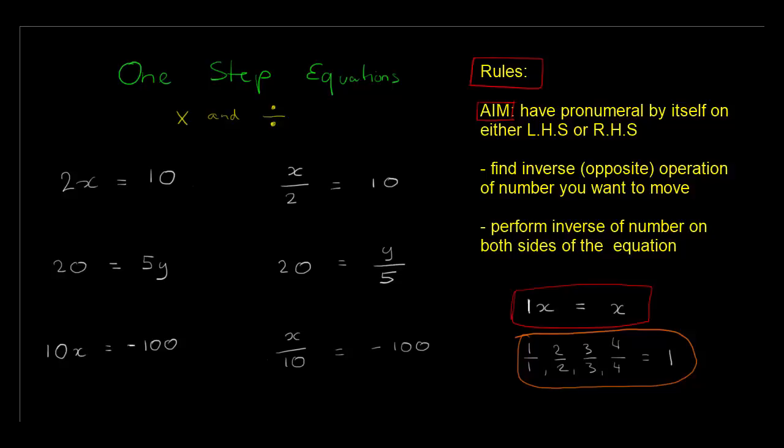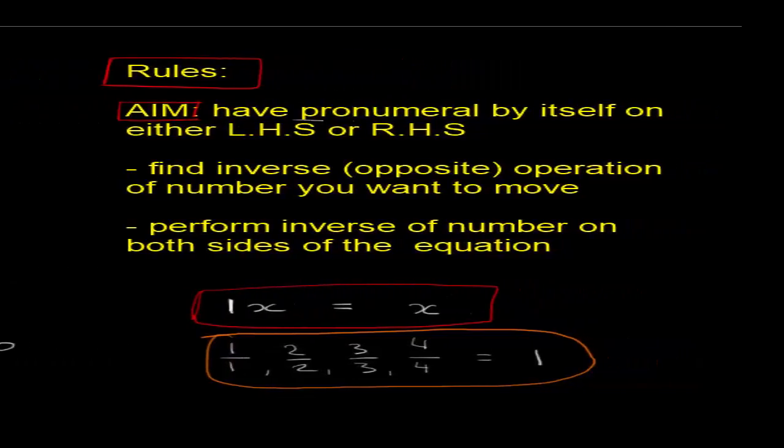Now in this video I'll show you how to solve one-step equations, but not plus and minus, but in this case times and divided by. So the actual rules are more or less the same. Remember, the aim was to have the polynomial, the unknown, by itself on the left hand or right hand side. Also, we want to make sure we find the inverse of whatever we're trying to move.